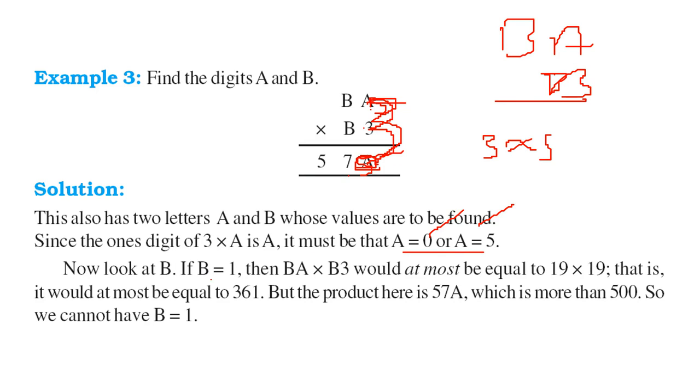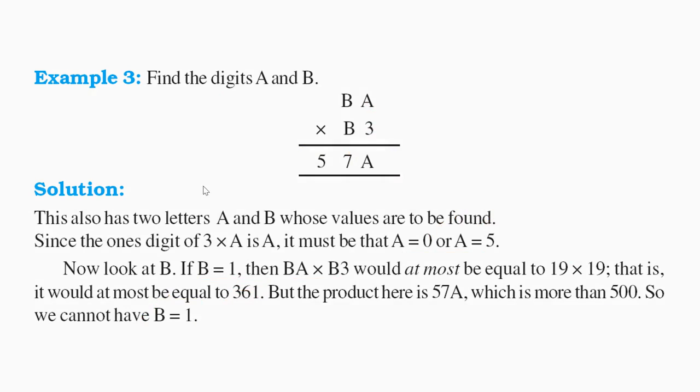So let us take b equal to 1. Then ba into b3 will be what? It will be at most 19 into 19, because they are two-digit numbers. That means at most 19 into 19 will go up to 361. But this is 57a, so it has to be more than 500. So we cannot choose 19 into 19, and we cannot take b equal to 1.